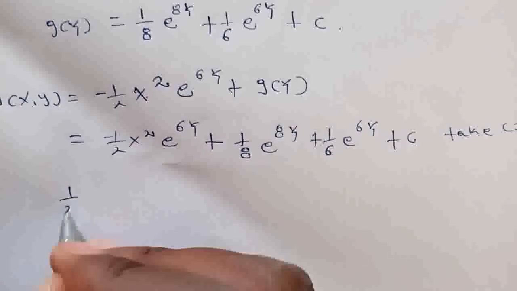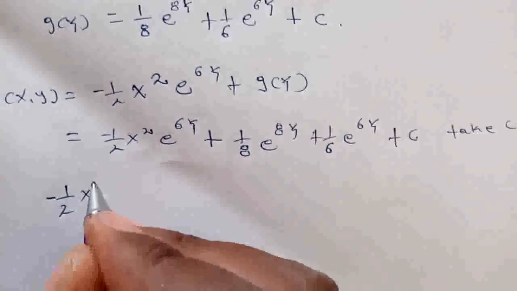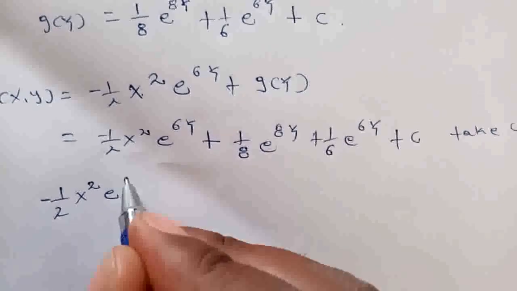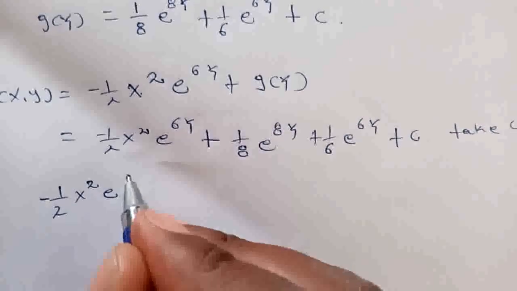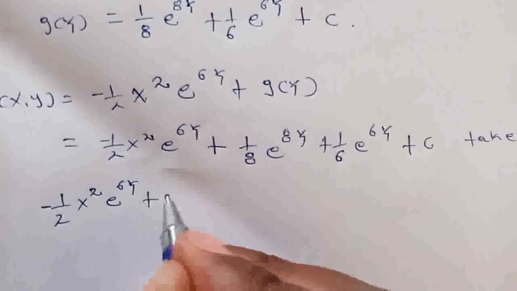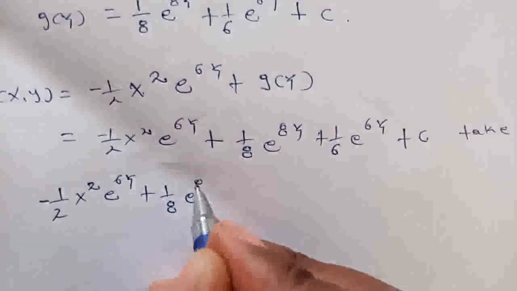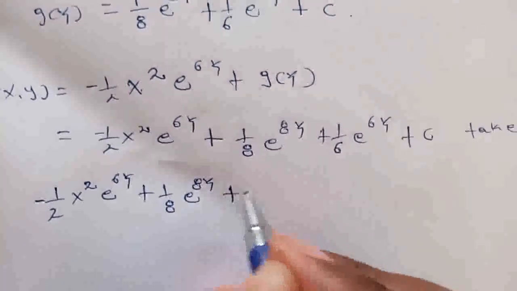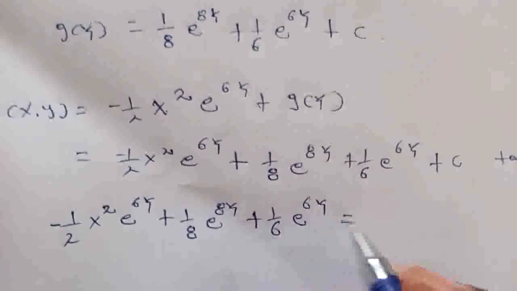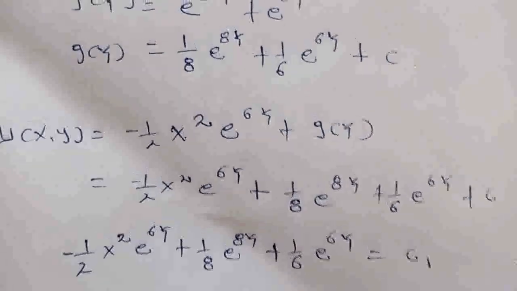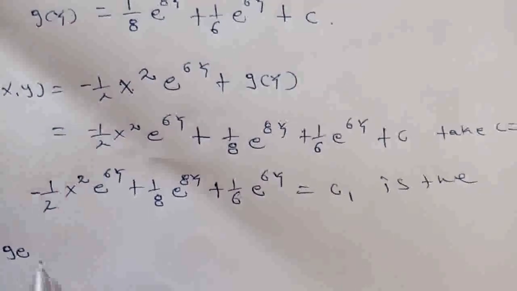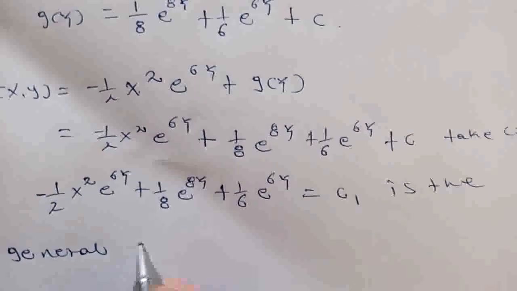What we have: negative 1/2 x squared e to the power of 6y plus 1/8 e to the power of 8y plus 1/6 e to the power of 6y, let it be equal to c1, is the general solution.